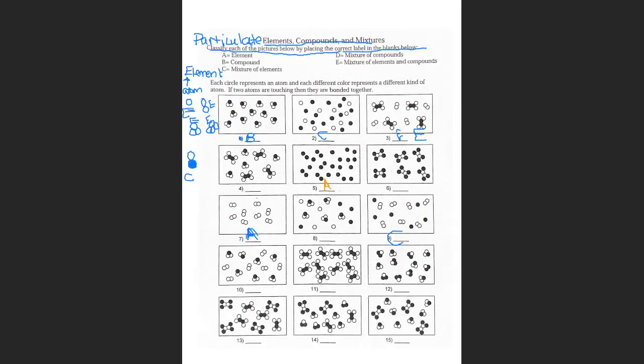Okay. We still got 4, 6, and 8. What do y'all think? Okay. And D is, I think that's D, right? For 4. Mixture of compounds. So far, 1, 2, 3 are correct. D, A. Looks good. What about number 6?